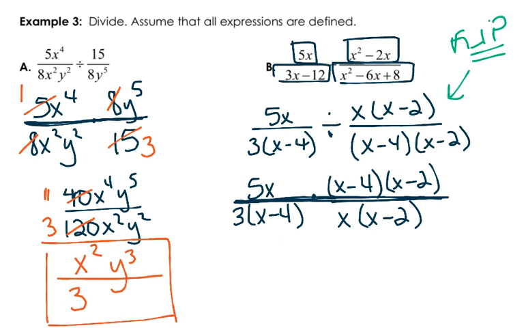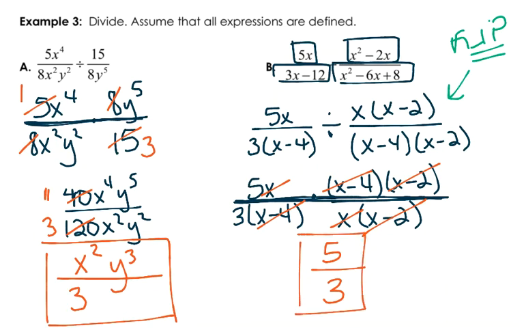From here we're going to reduce. So let's see, do you see this x right there and that x? They do cancel out. This x minus 4 cancels with this x minus 4, and the x minus 2's will cancel out. So I don't have a whole lot left on top except for 5. In the denominator, I just have a 3.